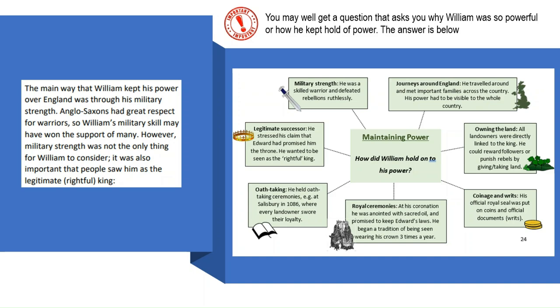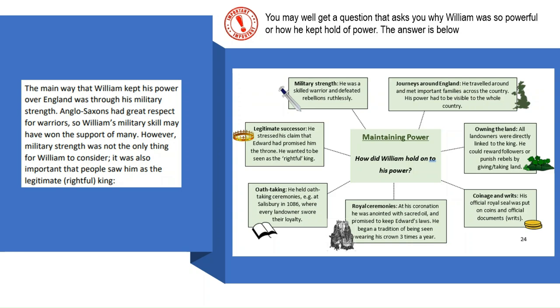Royal ceremonies, he's anointed with sacred oil. He promises to keep Edward's laws. He begins a tradition of being seen wearing his crown 3 times a year, so everyone sees that this guy is the real king. Journeys around England, he travels around showing himself to people, meeting important families, being visible, showing how powerful he is, make sure they stay loyal. Owning the land, he owns everything. He can punish people by taking it away.